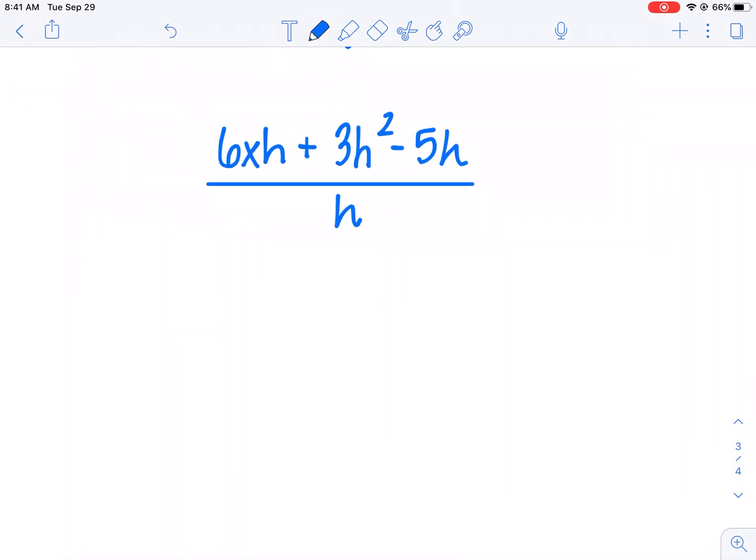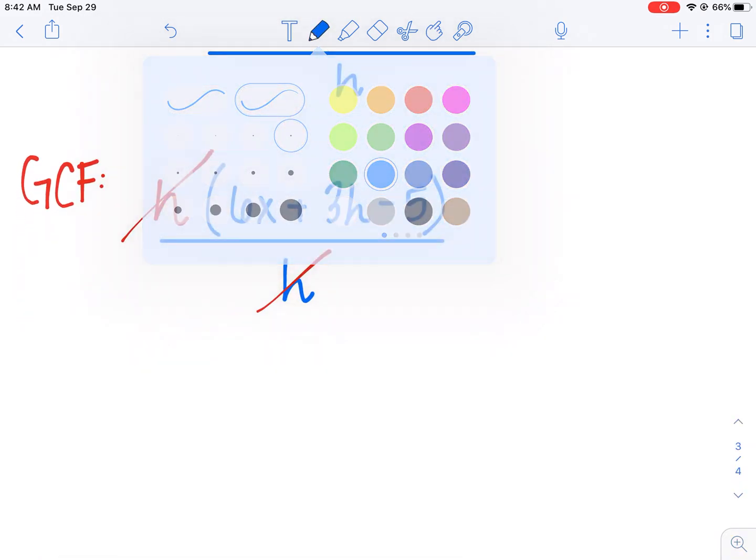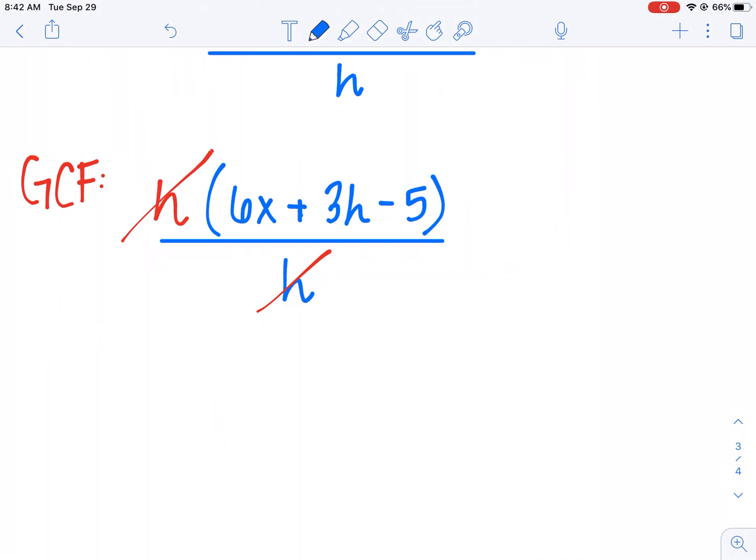I now see there's a GCF. Yes! I can take an h out. Greatest common factor. This should always happen. This should become very simpler now. Simpler now? It's my vocab today, guys. Well, look at that. I now have an h on the top and the bottom. Divide them out. They can cancel. So in the end, that really crazy thing is just going to equal 6x plus 3h minus 5.